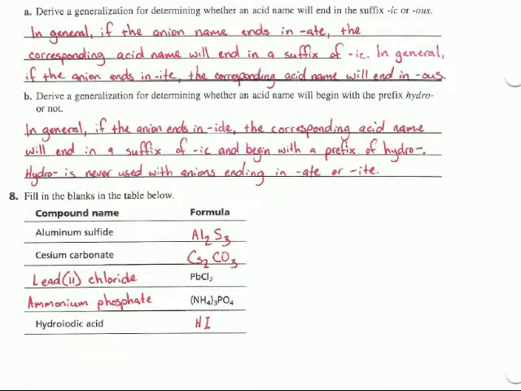The iodide ion has a -1 charge, so that means I must only need 1 hydrogen to balance out my singly charged iodide.